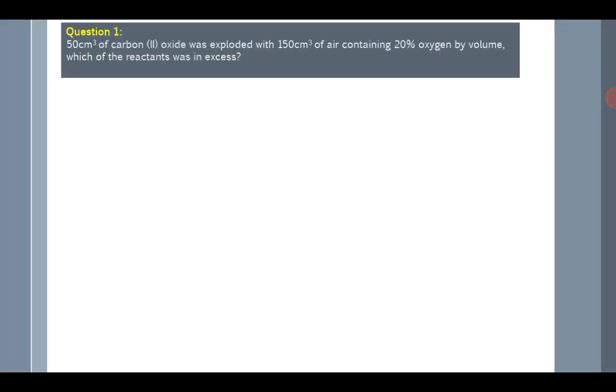Question number one. 50 cm³ of carbon(II) oxide, CO, was exploded with 150 cm³ of air containing 20% oxygen by volume. Which of the reactants was in excess? A. Carbon(II) oxide, B. Carbon(IV) oxide, C. Oxygen, and D. Nitrogen.